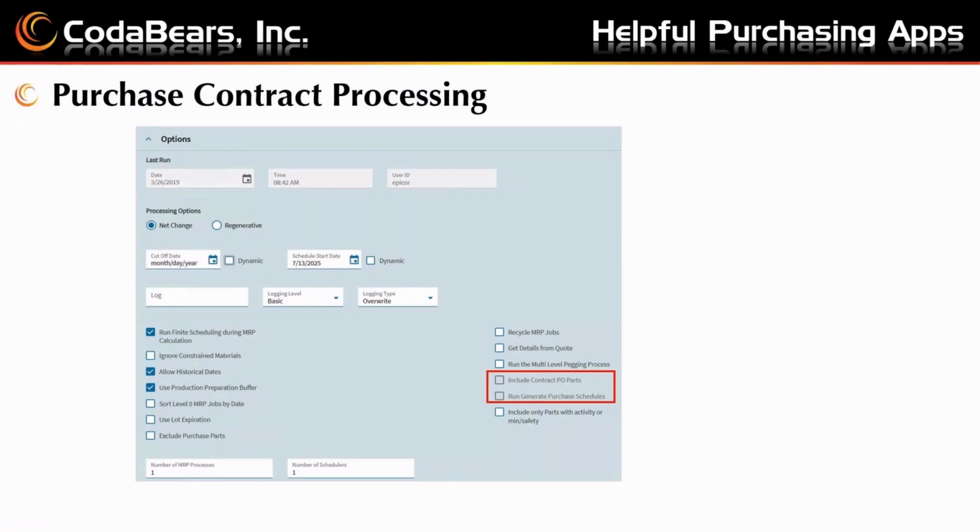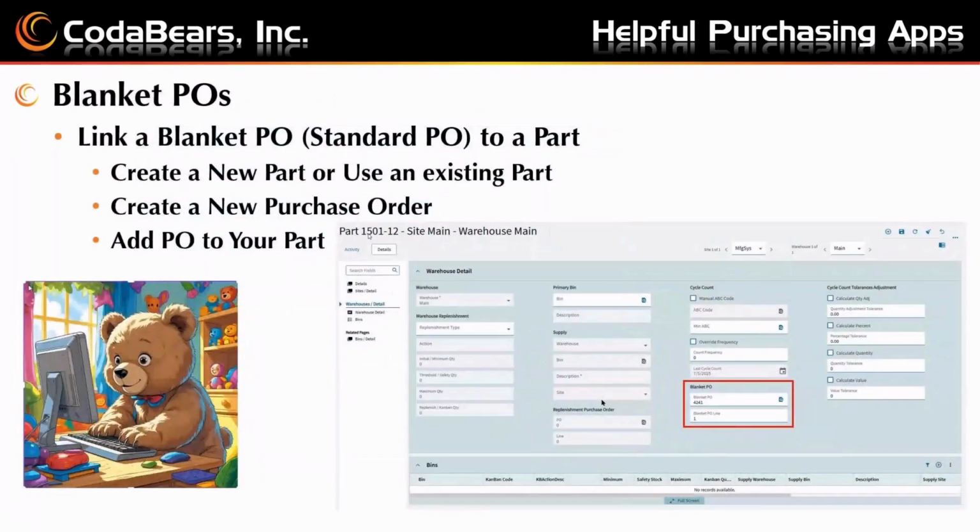After you have your contract PO set up and you generate the purchase contracts, you set that up when you run MRP and you check the box to include contract PO parts, and you also run the generate purchase schedule checkbox.